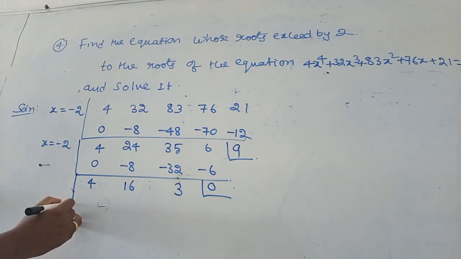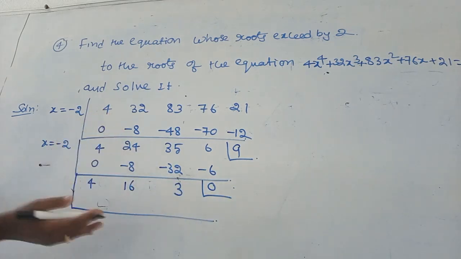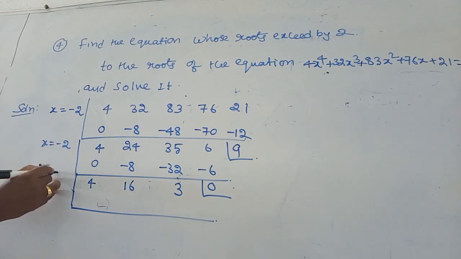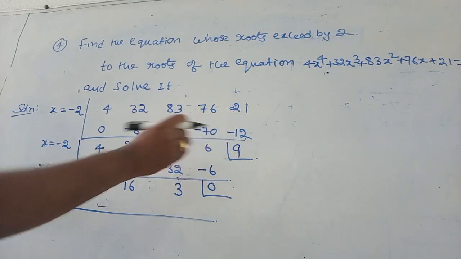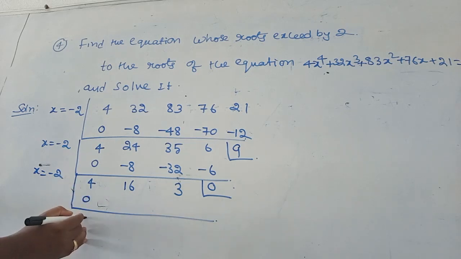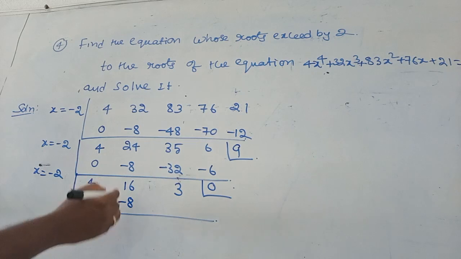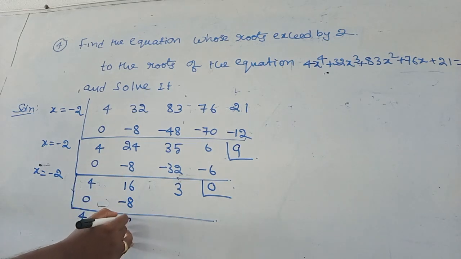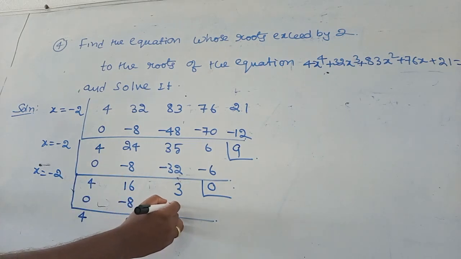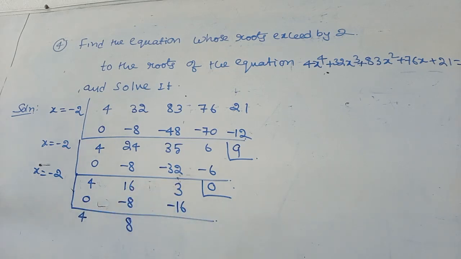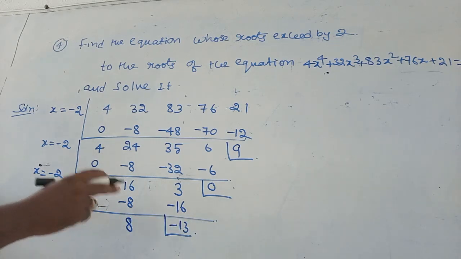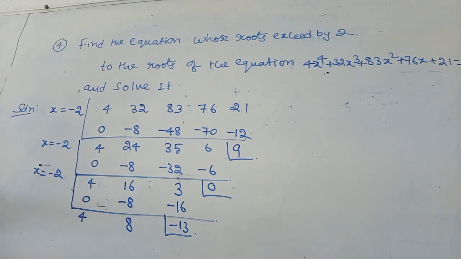Now please proceed. Successively you have to divide and box the remainders. 0, 4 we are having, 4 into minus 2 is minus 8, 16 minus 8 becomes 8, 8 into minus 2 becomes minus 16, and 3 minus 16 becomes minus 13. Now this is the remainder you have got here. So you have got 4, 8 and minus 13 here.